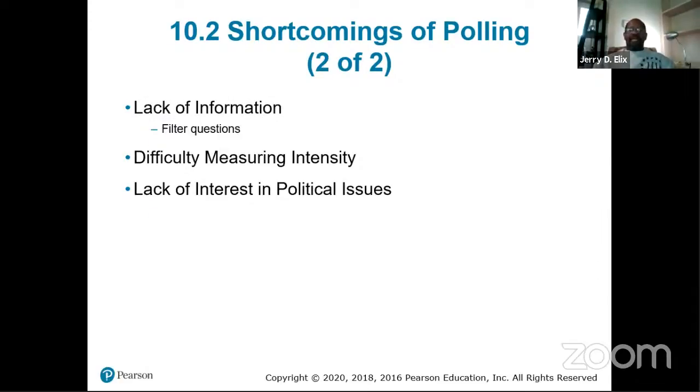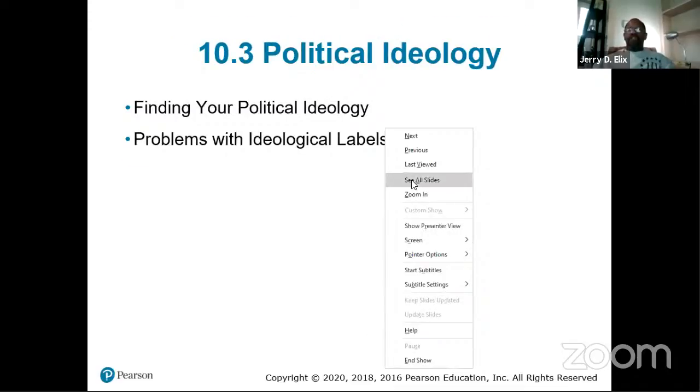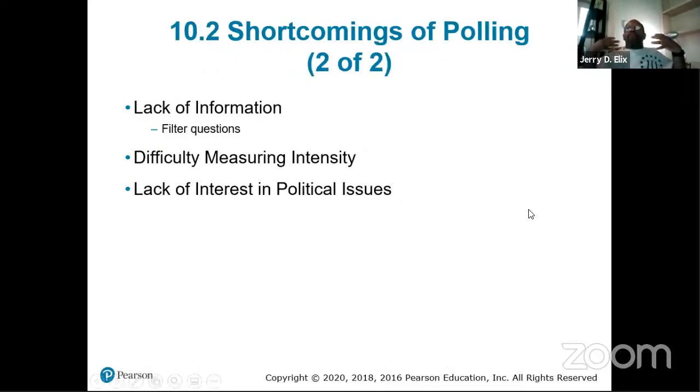Lack of information. Well, simply that the questions you may have submitted, or the poll itself, does not have enough information in it for people to properly respond. That's a shortcoming. Difficulty measuring intensity. Just simply how you created the survey does not reflect the intensity of the emotion of the people that you're trying to survey. The lack of interest in political issues. A lot of people that would be helpful in a poll may not take a poll that is political in nature because they don't care about politics, or they're simply frustrated with politics and they run away.